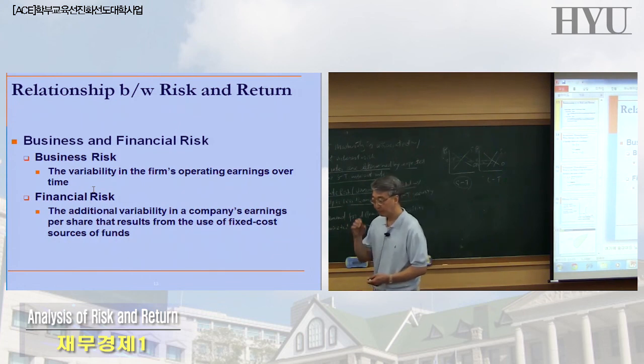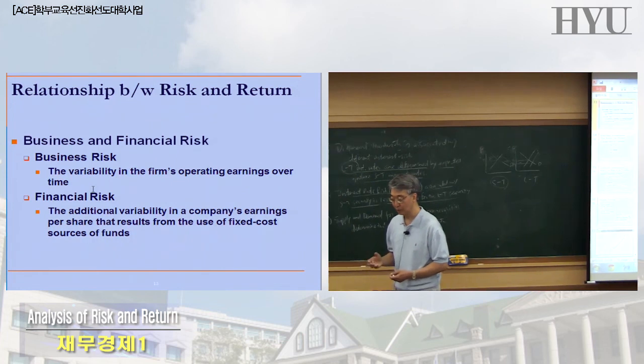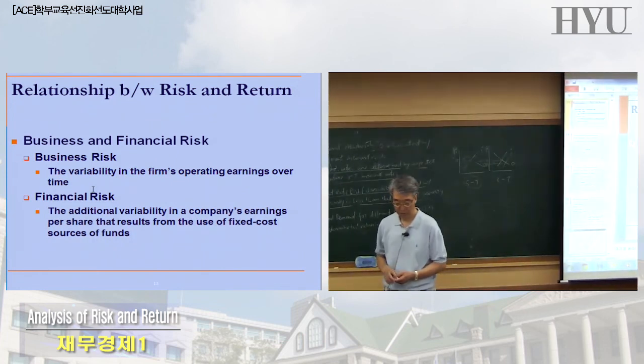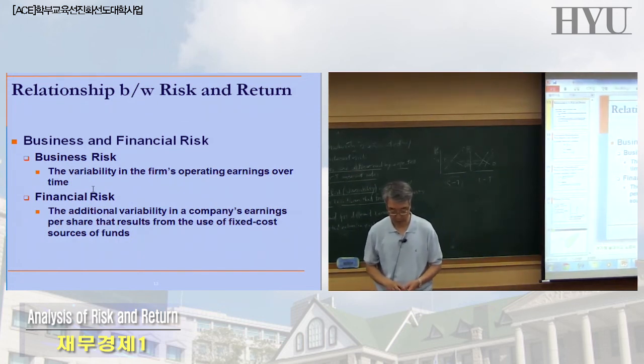So when the company issues the bond, they have to pay interest. And depending on the interest liability, how heavy the liability can be, that can come as a financial risk. Basically, debt servicing cost. Debt servicing cost can cause the financial risk.